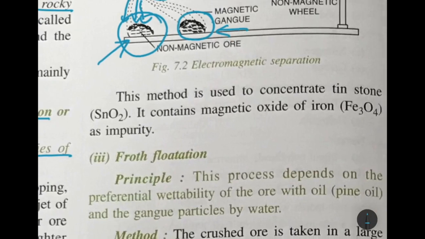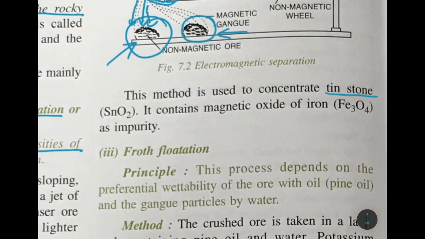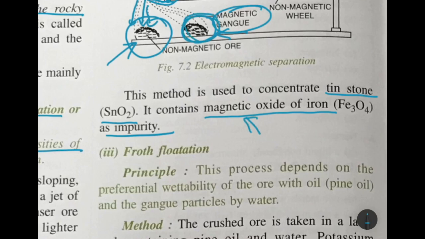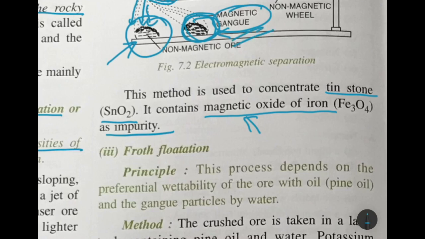So this method is used to concentrate tin stone, that is tin dioxide, which contains magnetic oxide of iron as impurity. So actually this gangue that we have separated when we are concentrating tin stone is actually magnetic oxide, so it is forming a separate heap here as magnetic gangue.